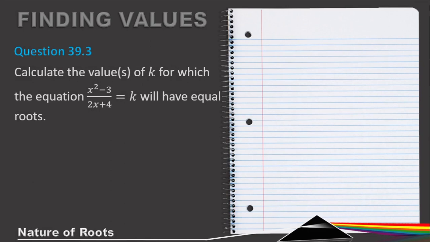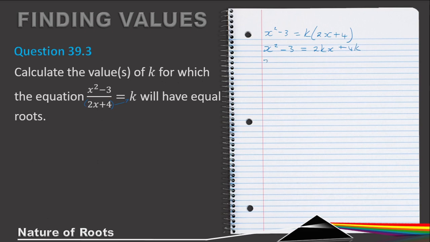Calculate the values of k for which that equation will have equal roots. Now this could look daunting, but it's actually just putting this in standard form. You can treat this as one term by putting brackets around it and then using cross multiplication. So you can multiply that up with k, and then it would look something like this, equal to k(2x + 4), and then multiply out the brackets and put it in standard form. So x squared minus 3 equals 2kx plus 4k.